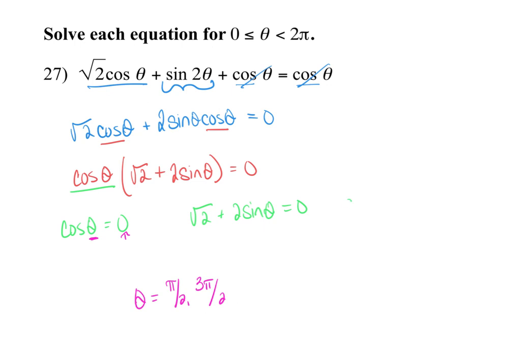If I were to solve this, I am looking for where the sine of theta, subtract your square root of 2 over, divide by 2. So what angle gives me a negative square root of 2 over 2 for sine? Well, that's my pi over 4s in the third and fourth quadrant. So that is my 5 pi over 4 and my 7 pi over 4.